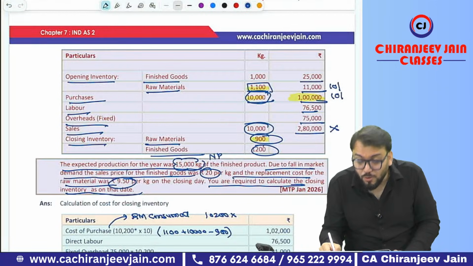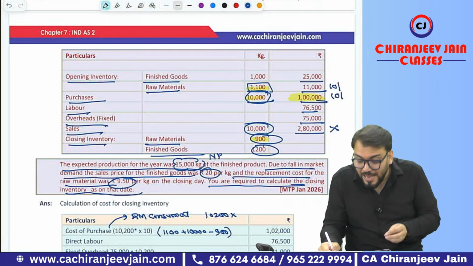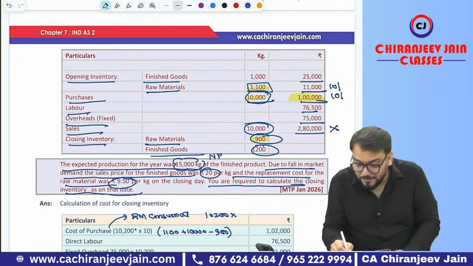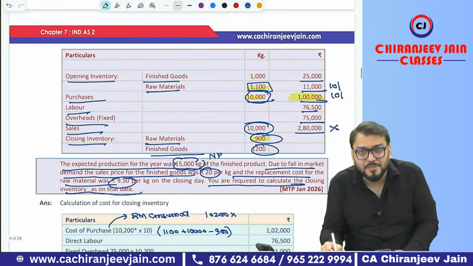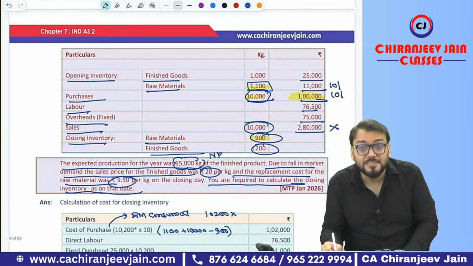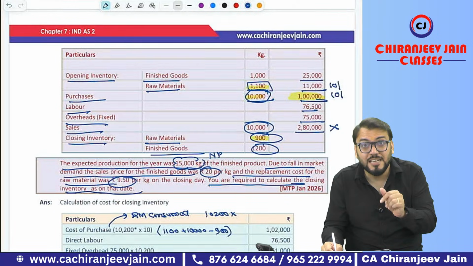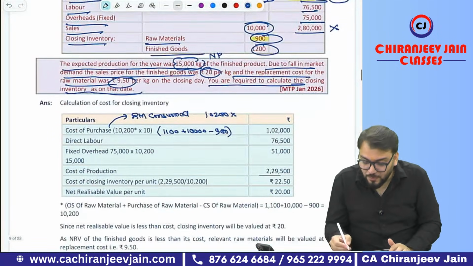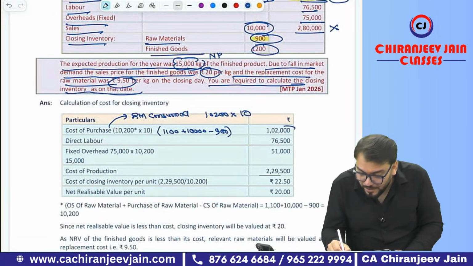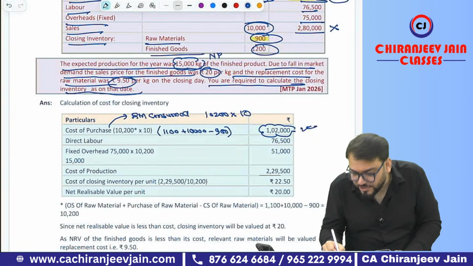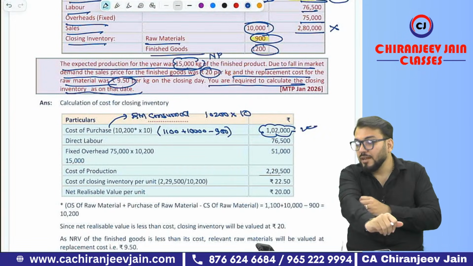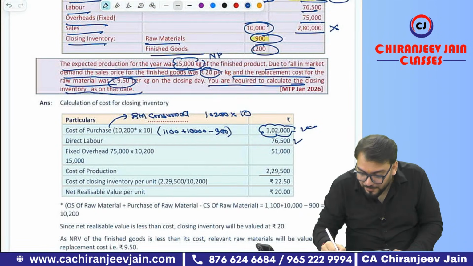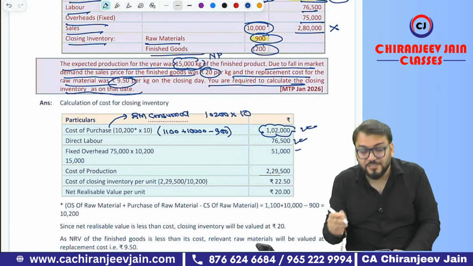If suppose the opening stock is coming at 9, and the purchase you have done during the year is 11, then there can be a difference by using weighted average price method or first in first out method. So for this it becomes super easy, and therefore we have multiplied by 10, and then it becomes 1,02,000. This was the only interesting point. 1,02,000. Then direct labor will be added. Then fixed overhead. This is also interesting.